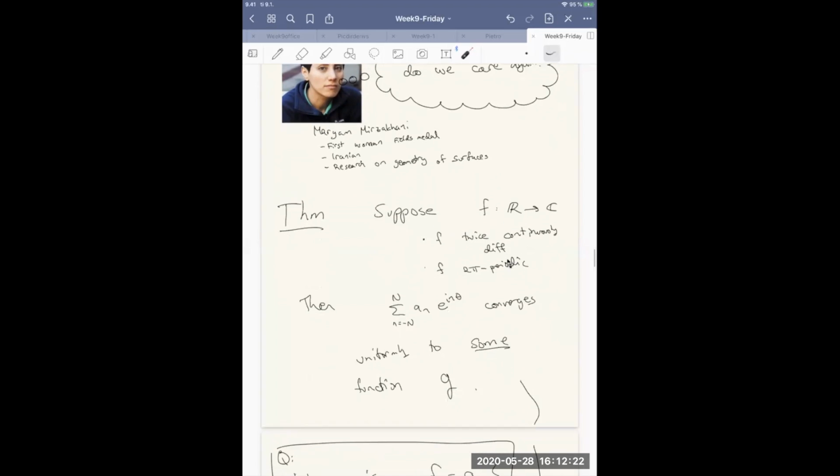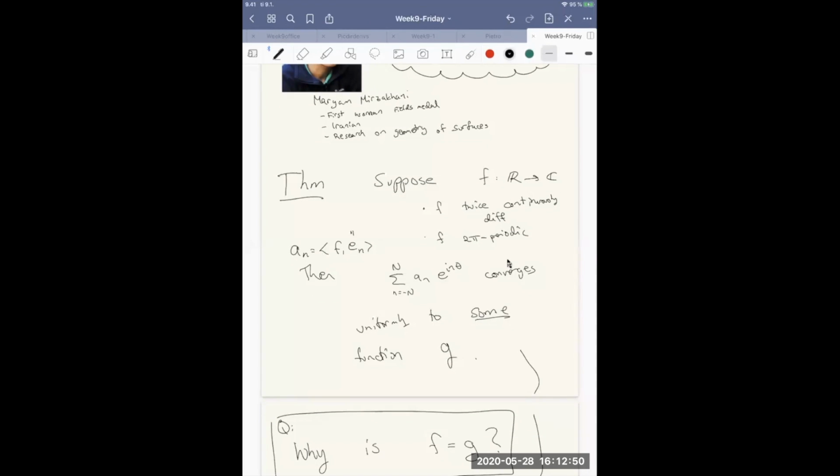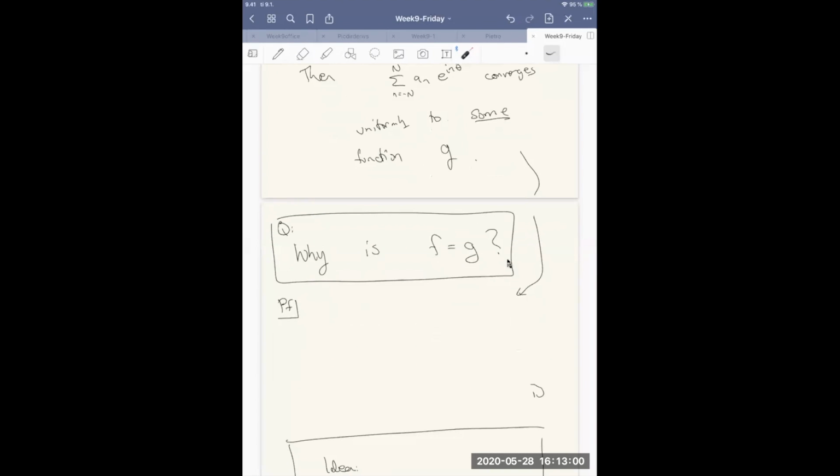But in her words now, why do we care again? Well, our ultimate goal is to say that f would be expressed as a limit of a Fourier series. But what we can conclude from this now is that if you have f that is twice continuously differentiable and 2 pi periodic, and if we use the Fourier coefficients that we would expect, so a_n is equal to f inner product with e_n, where e_n is e to the i n theta, then this sum converges uniformly to some function g. We'd like to say that f is equal to g. But let's prove this claim.